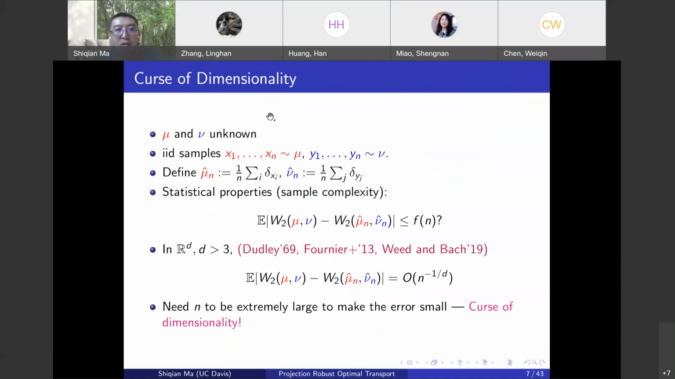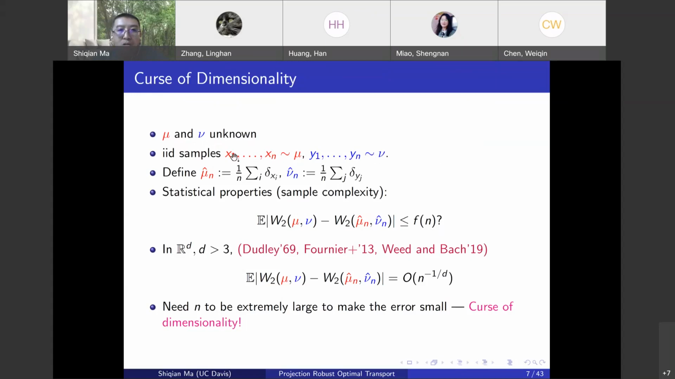Okay, so one issue about the optimal transport problem is that it is known that optimal transport suffers from the curse of dimensionality. Now let me introduce what the curse of dimensionality is. So suppose we have two probability distributions, mu and nu, but they're unknown. We only have some sample data from these two probability distributions. For example, we have sample data x1 up to xn from mu, and we also have some data y1 up to yn sampled from nu.